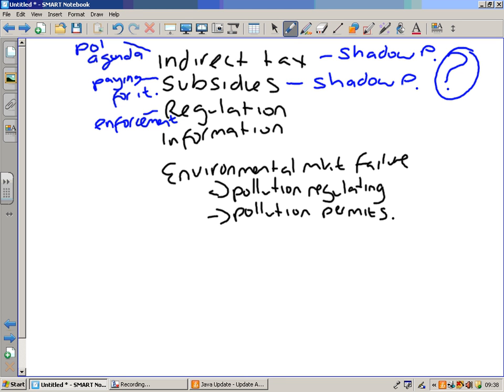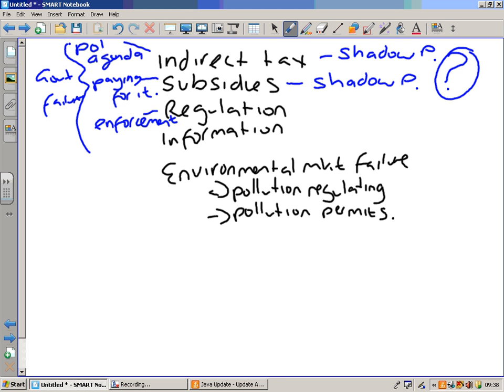So we can see then from these top three examples of indirect tax, subsidies, regulation, how in theory they can reduce external costs or create more external benefits. But we've also seen these examples of government failure. So why these solutions might not work.